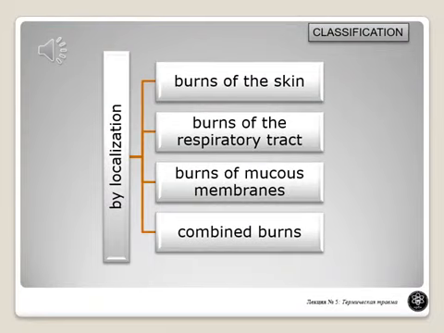There is a classification of burns by localization. Most burns are, of course, burns of the skin. You can also find burns of the respiratory tract, which are very difficult to endure and aggravate the situation with the treatment of the patient. There are burns of the mucous membranes. A frequent example is the ingestion of acids, in particular acetic acid, with suicidal motives. Naturally, there are combinations of burns of different parts of the body, and we call them combined burns.